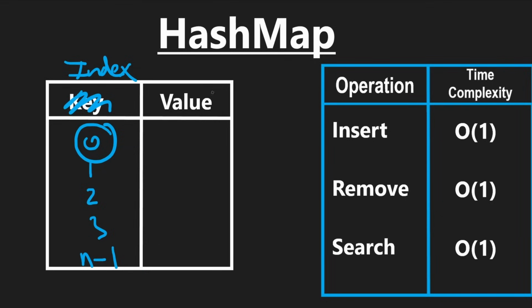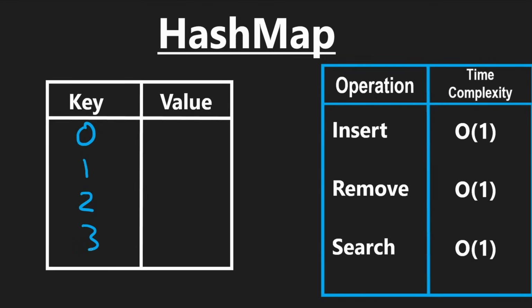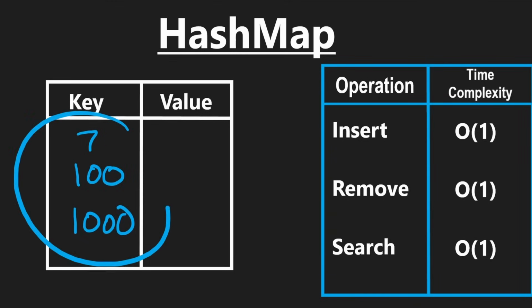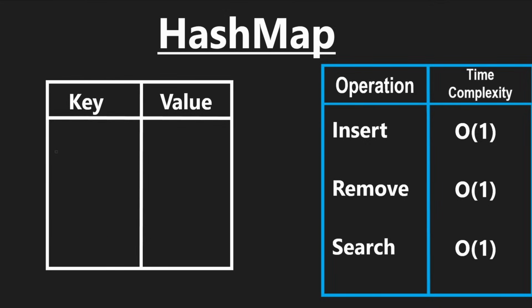Hash maps are similar in that the value can be anything, but the key in this case, not the index, the key can also be pretty much anything. You could have numbers, so you could have 0, 1, 2, 3, but the numbers don't have to be bounded the way they are with arrays. You could have a 7, you could have 100, you could have 1,000. You can have arbitrary keys, but instead of numbers, you can also have characters or strings.